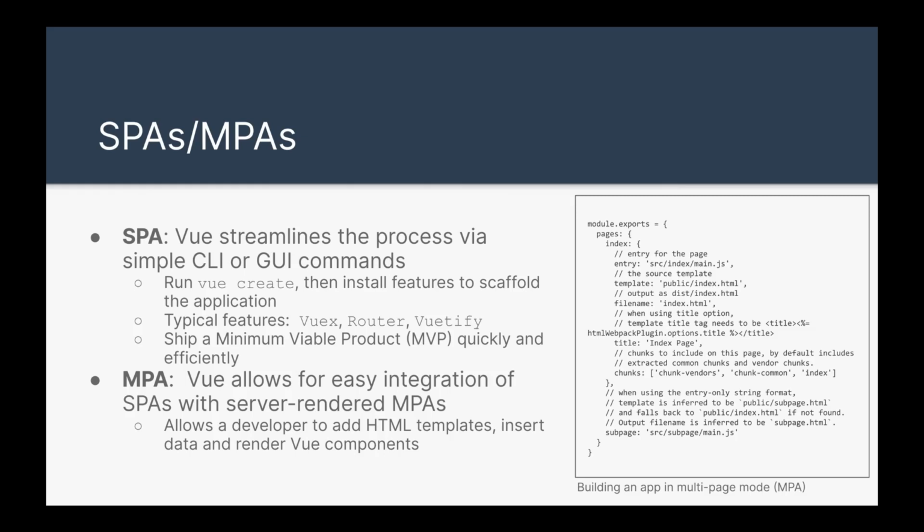And also multiple page applications. It allows for easy integration of single page applications with server rendered multiple page applications, which basically means that you add HTML templates, insert data, and render Vue components within your existing projects for smooth transitions. And an example of such a multiple page application could be seen on the right, where you specify pages, the index pages, where the entry for that page would be, as well as what template and file names to use, as well as specifying some Webpack plugin options. As you can see, a lot of it is just explanations, and it really takes only about 8-9 lines of code to set up a multiple page application integration there.